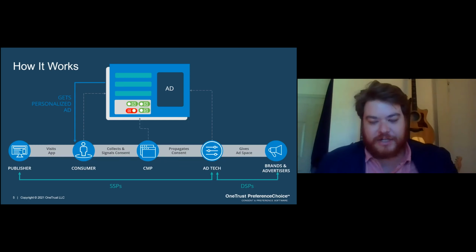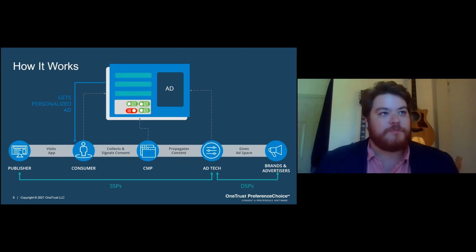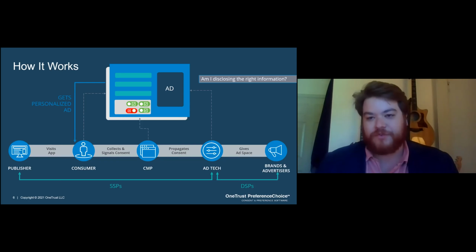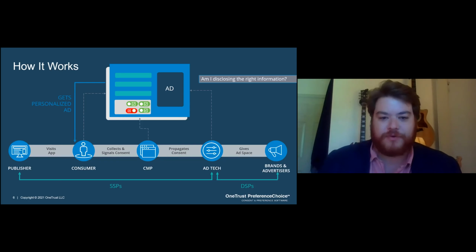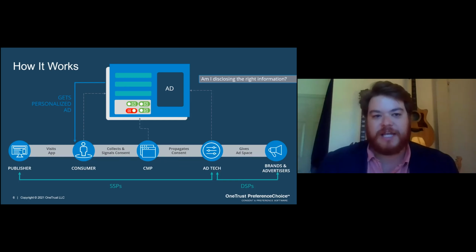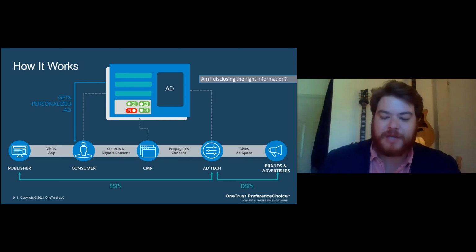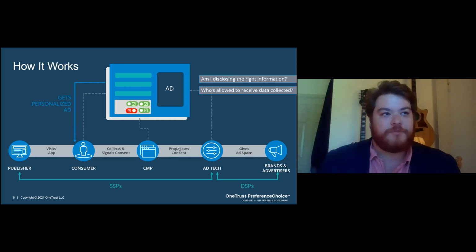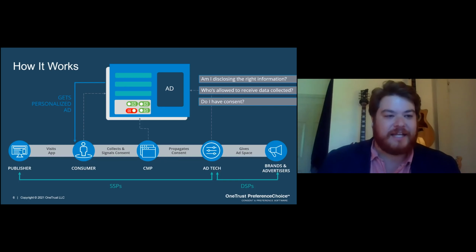Now, there's several considerations that need to be made here. Of course, one is, are you disclosing the right information? This really comes into things like notice and disclosure requirements at or before the time of collection of data. And this is where you can really add logic to determine, do I need to show a TCF banner to this audience or not? From there, who's allowed to receive data? Of course, that's where we leverage industry frameworks like the IAB so that we can have a verified vendor list. And then ultimately, do you have effective consent?